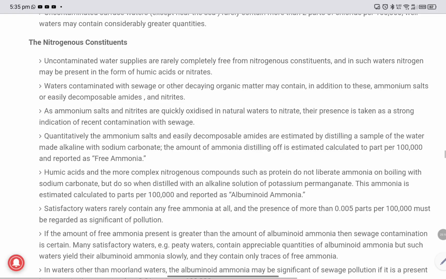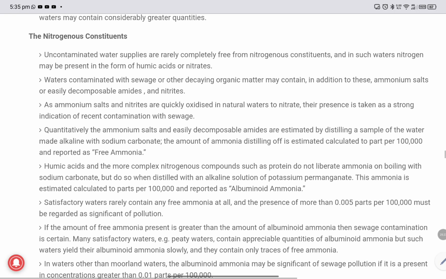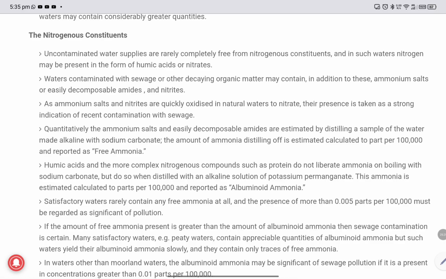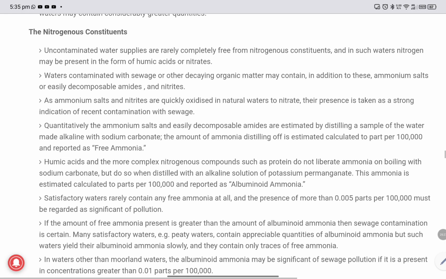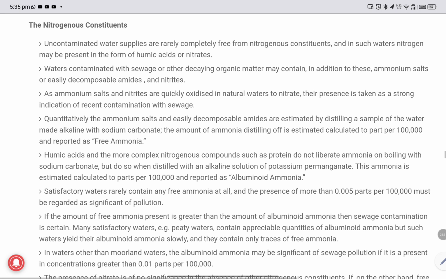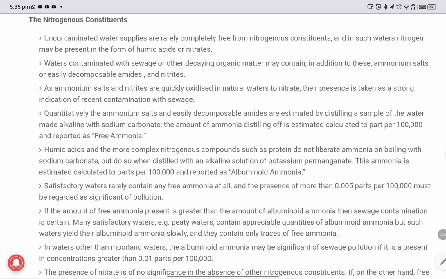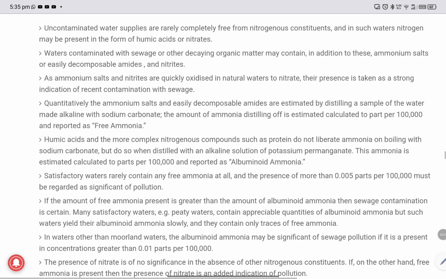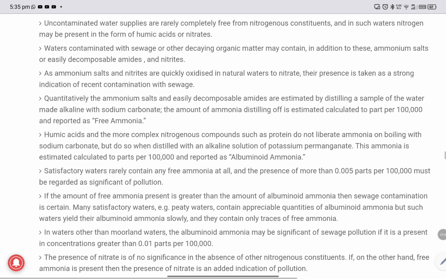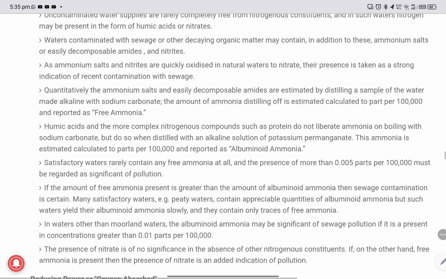Waters contaminated with sewage or other decaying organic matter may contain, in addition to this, ammonium salts or easily decomposable amide and nitrite. As ammonium salts and nitrite are quickly oxidized in natural water to nitrate, their presence is taken as a strong indication of recent contamination with sewage.